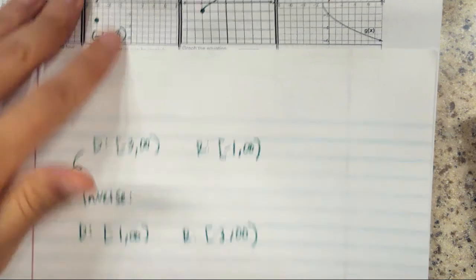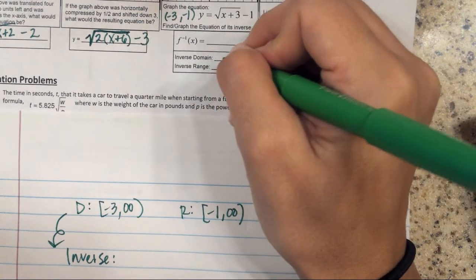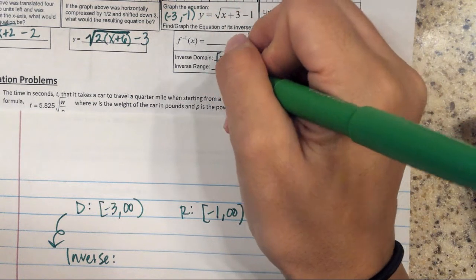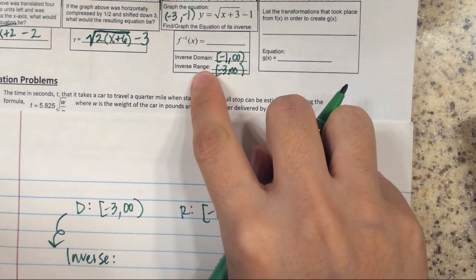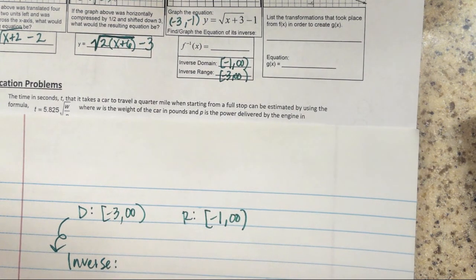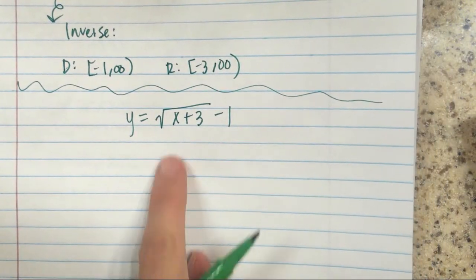So that answers this part right here. The inverse domain is negative 1 to infinity. The range is negative 3 to infinity. And then to find the inverse of this function, I always tell my kids that's the 4-step method. It's when you solve it algebraically, when I'm looking for the equation. So here's the equation of the original function that they gave us.